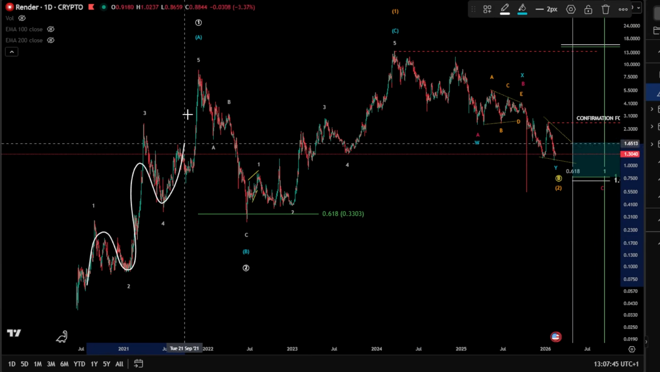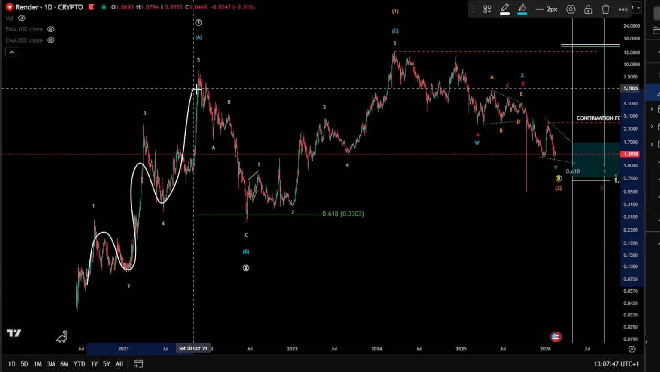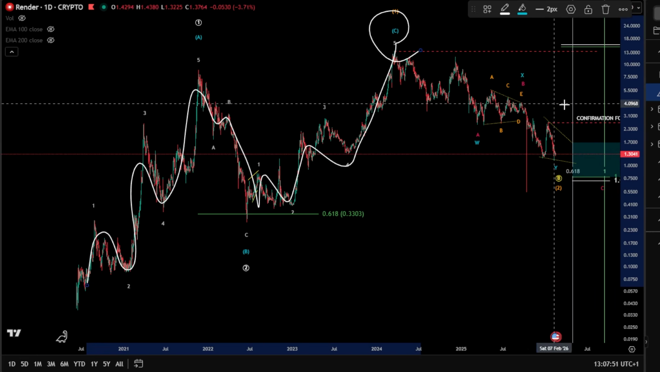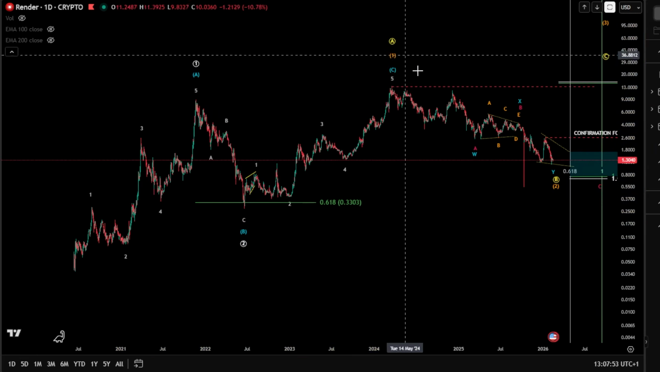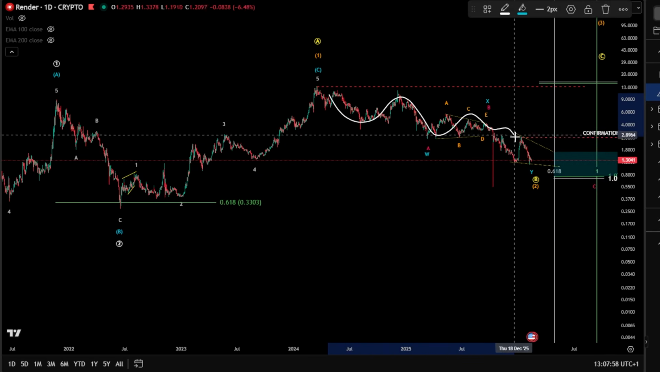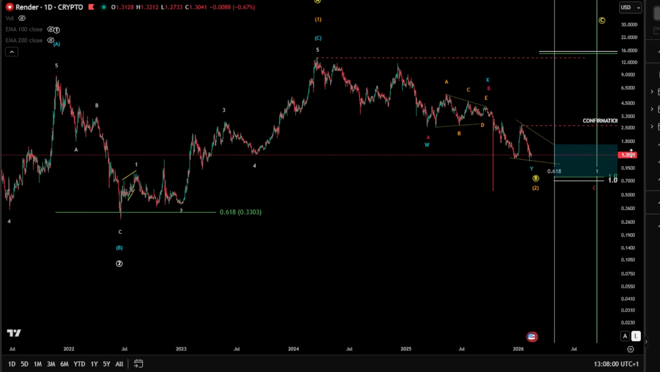So we have, of course, an impulse, wave A or wave 1, and then, of course, a correction, another impulse, and a finished zigzag, very likely here as a zigzag wave A. And that is because, of course, this correction is very painful, very long, and very, very deep at the same time.